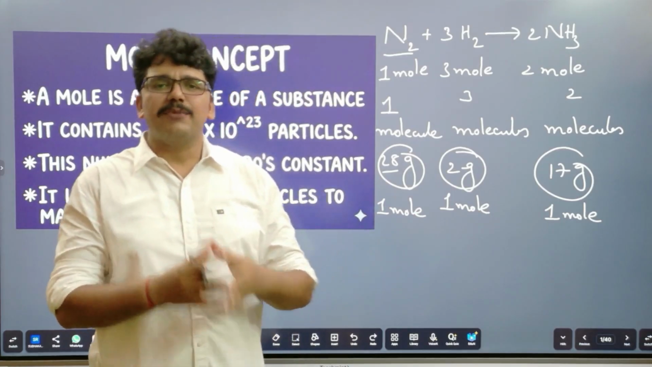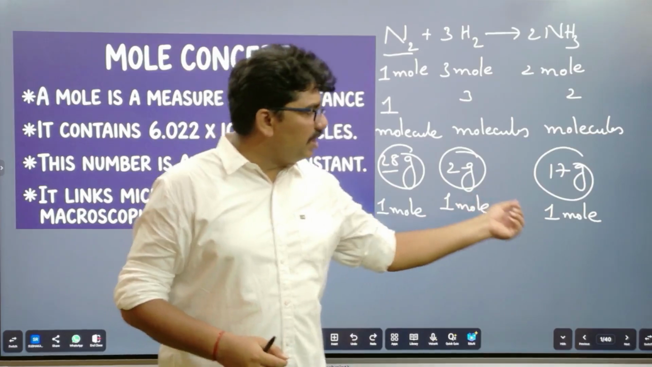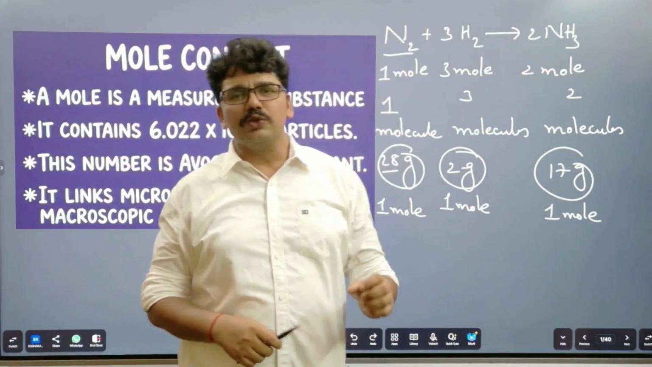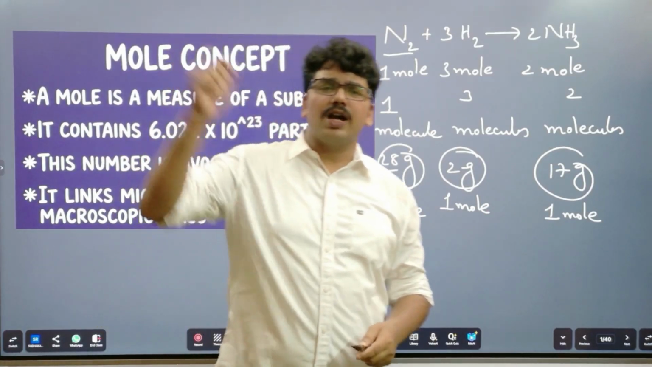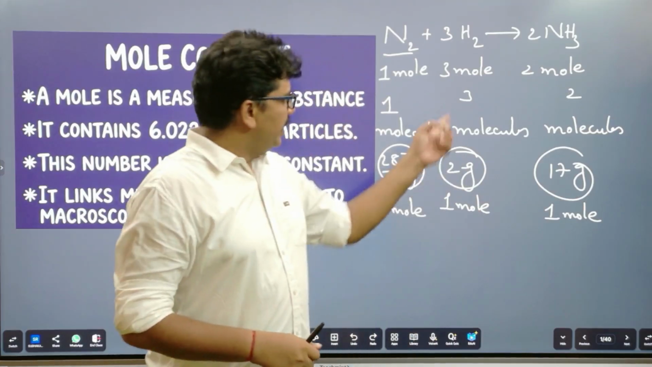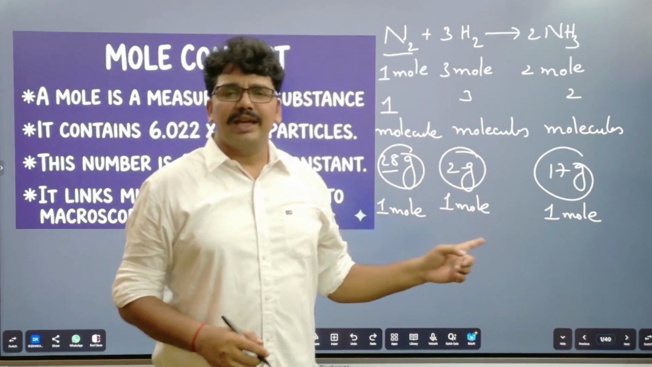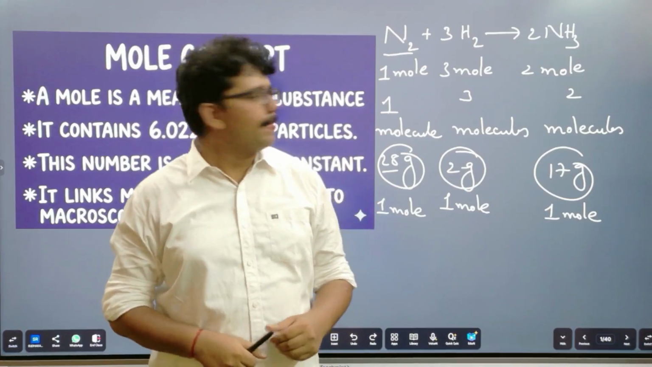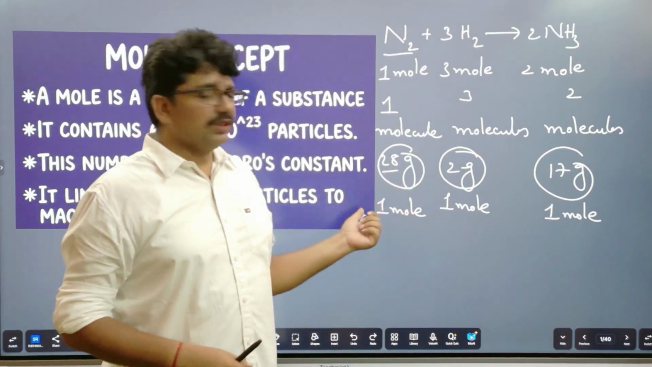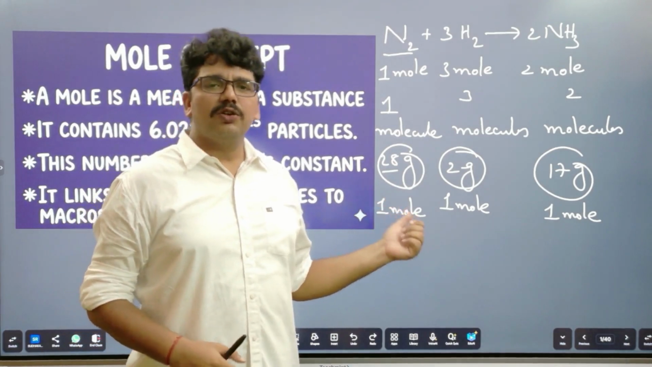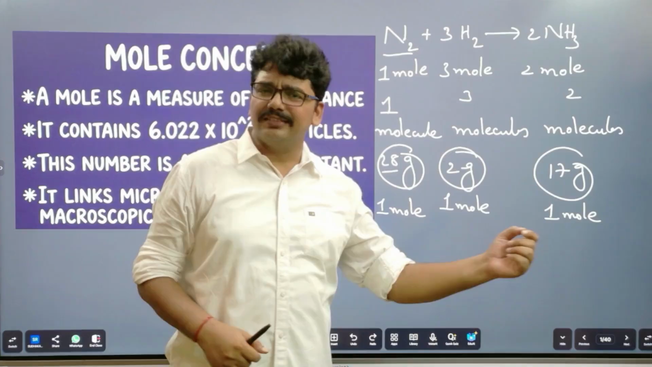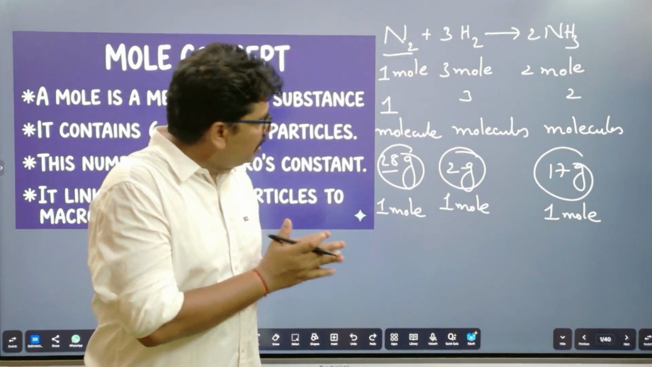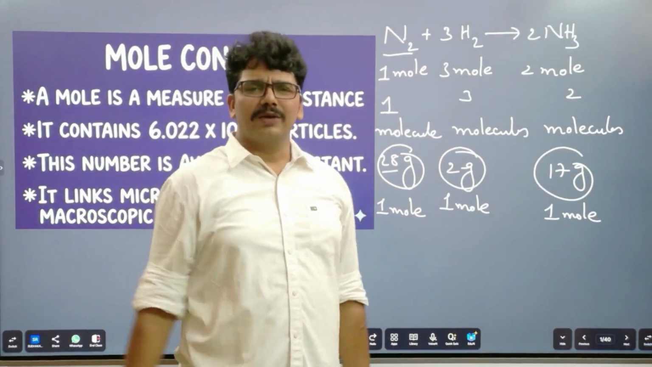That connection is the number of particles. In 17 grams of ammonia, we have 6.022 into 10 power 23 particles, which is called the Avogadro number. In 2 grams of hydrogen, we have 6.022 into 10 power 23 particles, the Avogadro number. In 28 grams of nitrogen, we have 6.022 into 10 power 23 particles. So the common value in all these weights of substances is the Avogadro number.